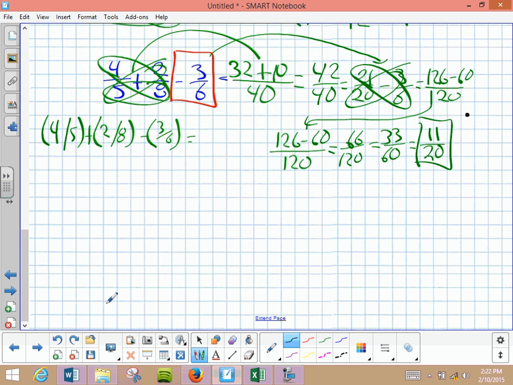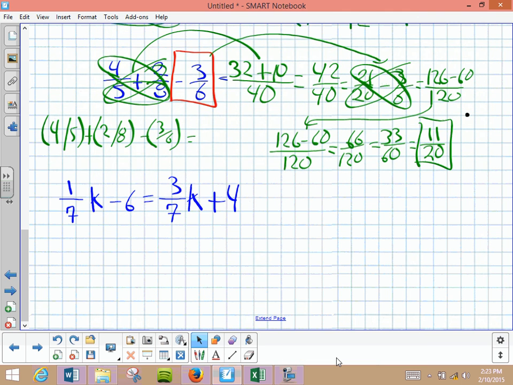All right, guys, I'm going to give you a problem, and I need you to do it on your own, individually. Now that you know what to do with the fractions, you should be able to solve these problems quite easily. So here's the first one: 1/7 k minus 6 equals 3/7 k plus 4. Go ahead and do that on your own, and I'll give you a couple of minutes to finish it.